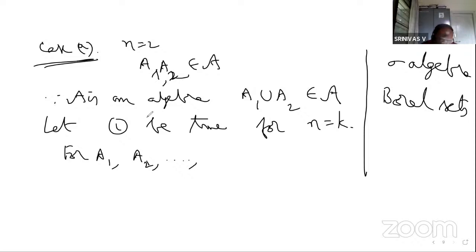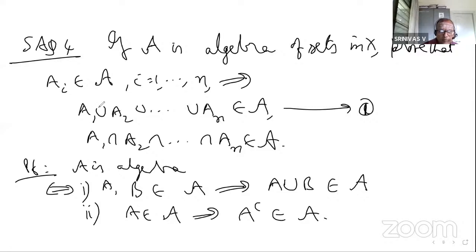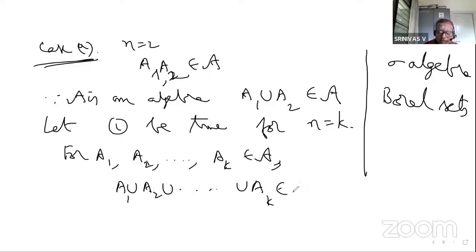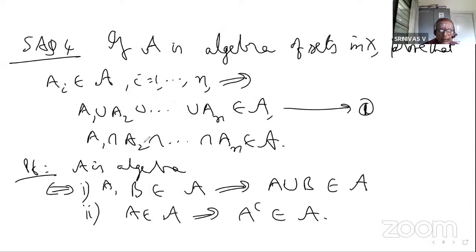So I'm discussing some properties of these algebras. Now I'm assuming this for n equal to k. So I'm taking A1, A2 up to Ak. Then A1 union A2 up to Ak will be in script A. So for A1, A2 up to Ak belonging to A, their union A1 union A2 union and so on, union Ak will be present in script A.